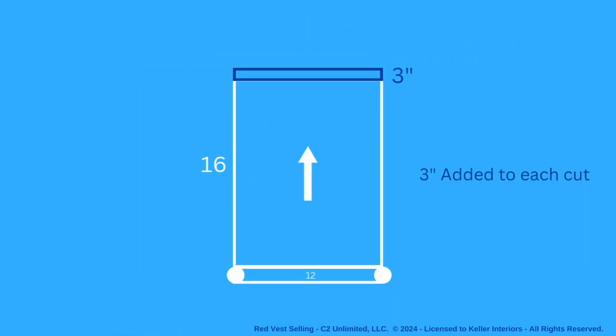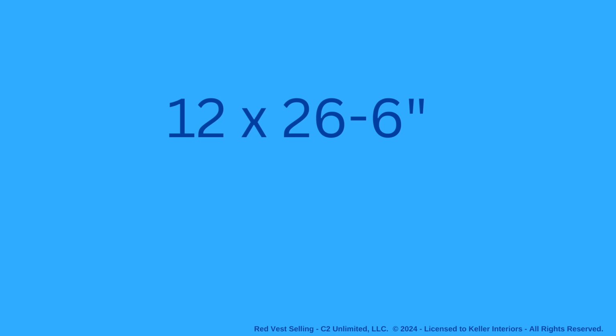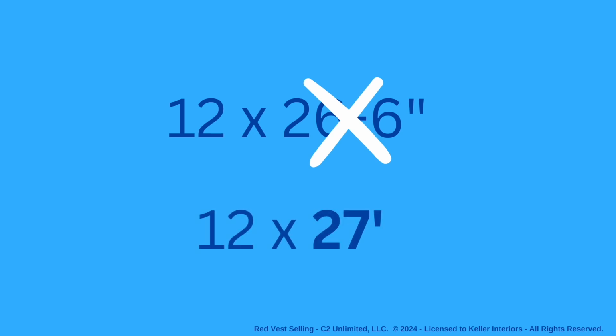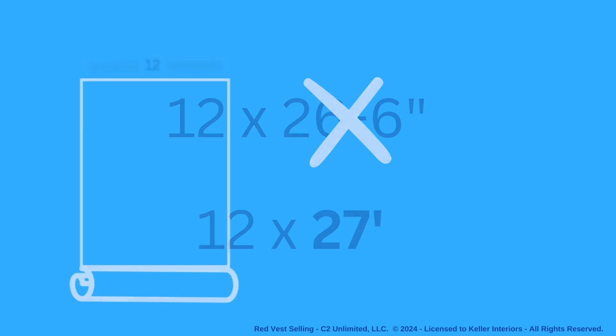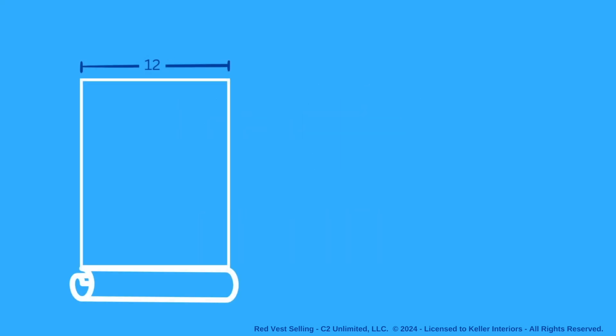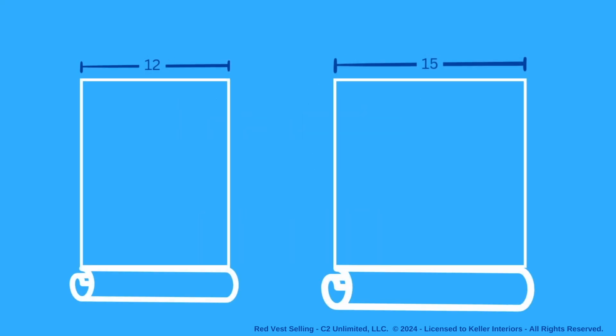Also note that when carpet is ordered with the manufacturer, it is generally rounded up to the next even foot. So when the software calls for a 26-foot 6-inch piece, a 27-foot piece would be ordered. The same technology and logic used for 12-foot width carpets would also apply to 15-foot width carpets as well.